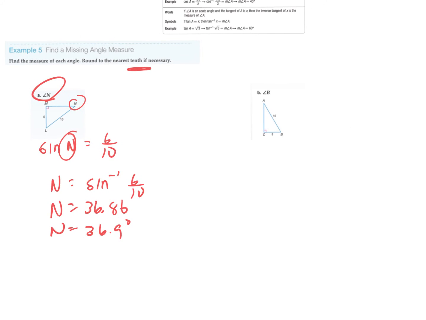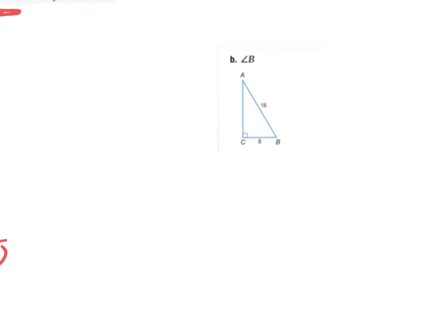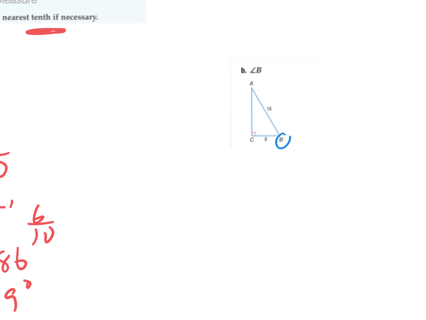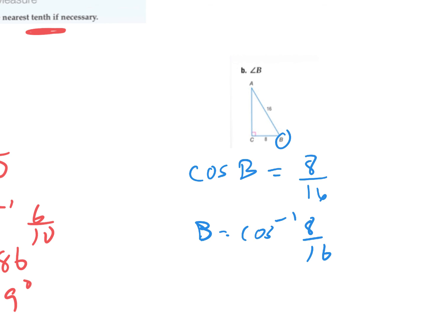So let's look at our second angle here, angle B. We have to look at what information is given to us. We have an adjacent and we have a hypotenuse. So that's going to be our cosine of angle B equals our adjacent over our hypotenuse. And then all I'm going to do is write the angle B with the cosine with the -1 of that fraction.